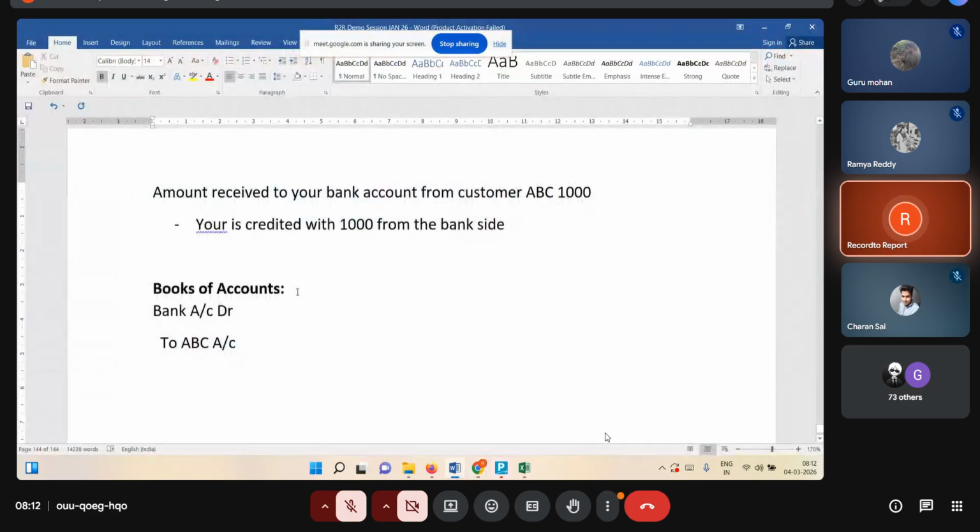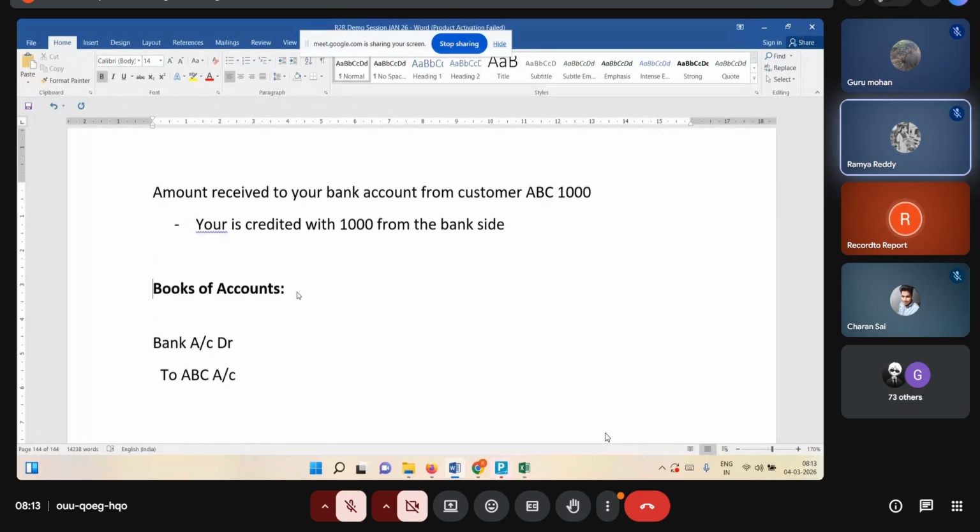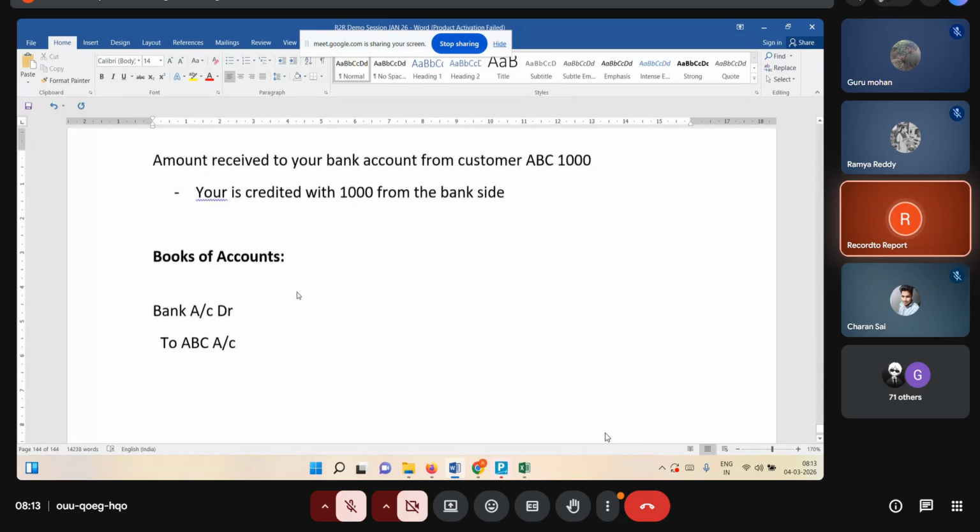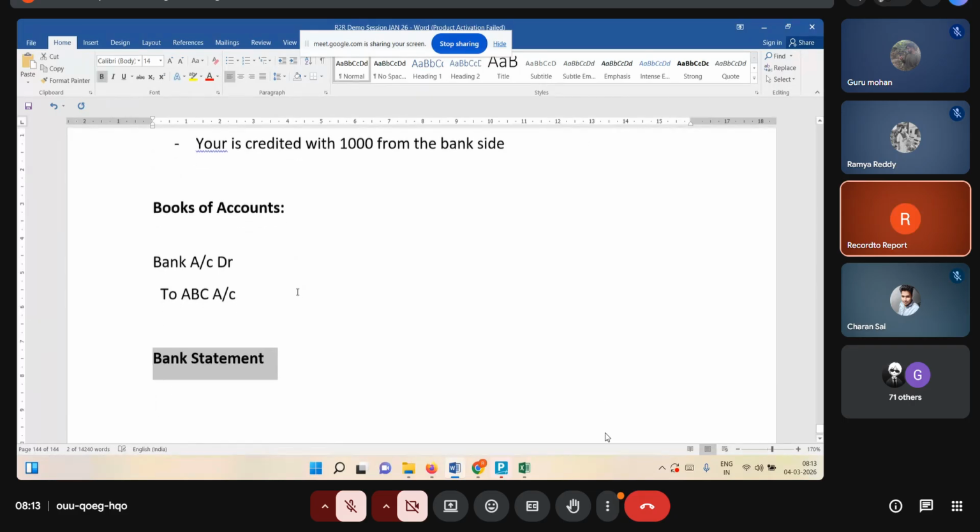See, the message you got, is it from the company or the bank? Bank. Books of accounts are quite opposite to the bank statement. In the bank, they will debit the ABC account and credit the bank account. So your bank account will be credited in the bank statement. The customer bank account is our company account. Clear?